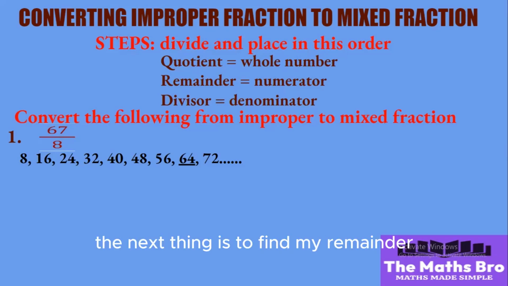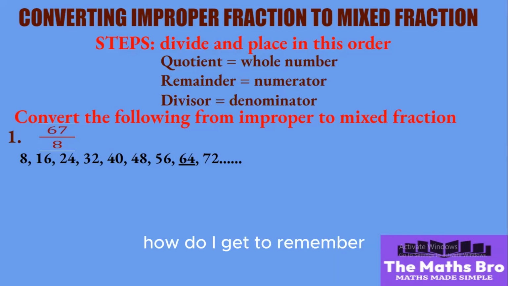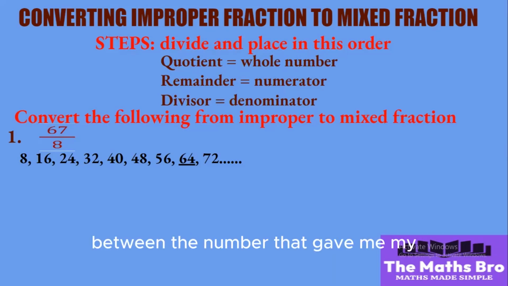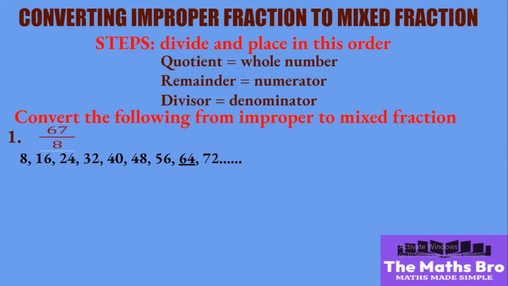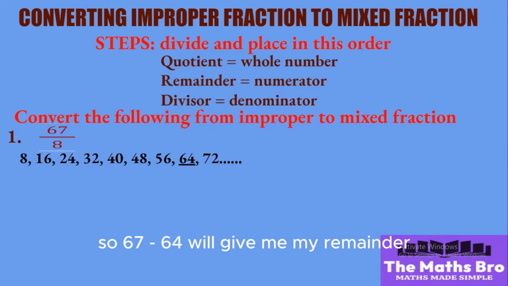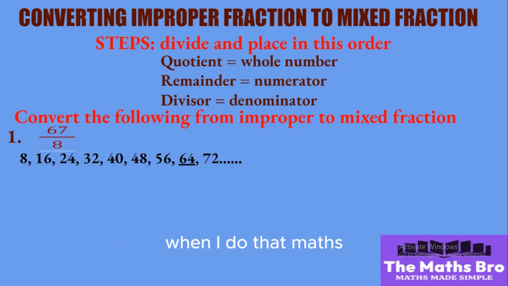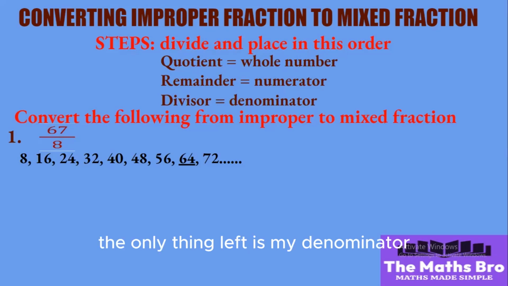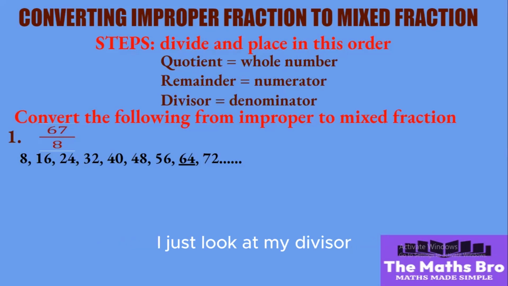The next thing is to find my remainder. How do I get the remainder? The difference between the number that gave me my answer and the number I divided. So 67 minus 64 will give me my remainder. And when I do that math, I'll get my remainder to be 3. Now I have my whole number, I have my numerator, the only thing left is my denominator. I just look at my divisor. Which number did I use for my division? I used 8, so that becomes my denominator.